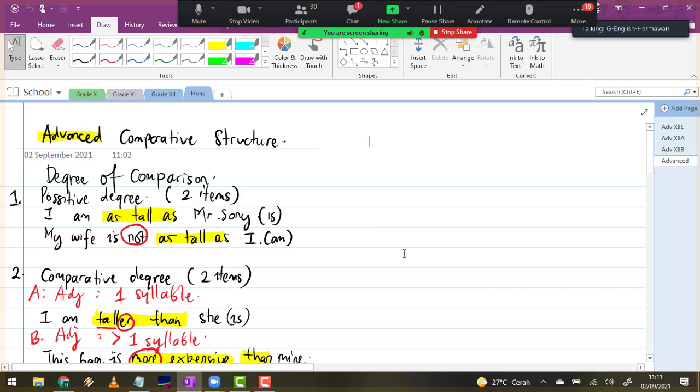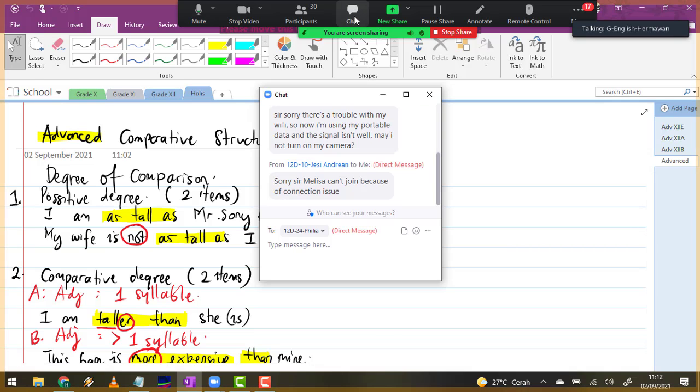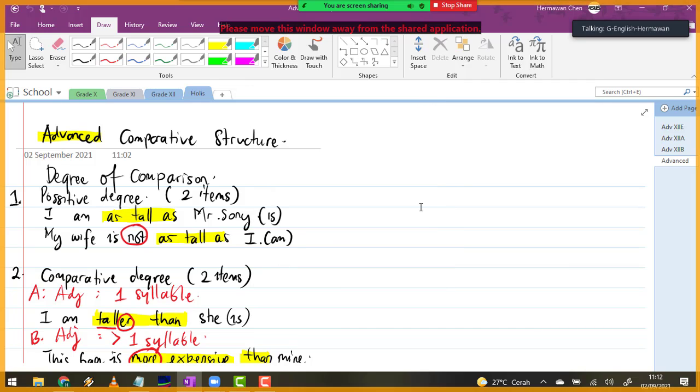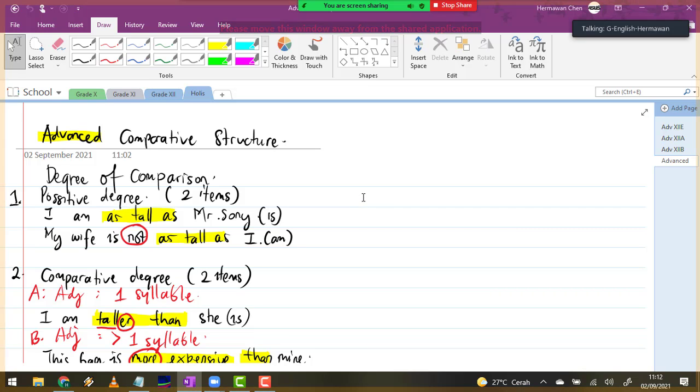Can we use positive degree for 2 items which are different? Yes, we can. Look at the second example. My wife is not as tall as I. It means she is shorter, I'm taller. We can still use the pattern for 2 items which are different, but put the sentence into negative.